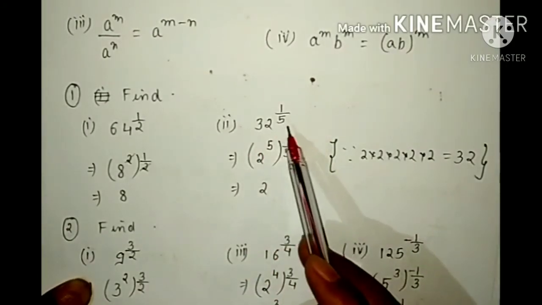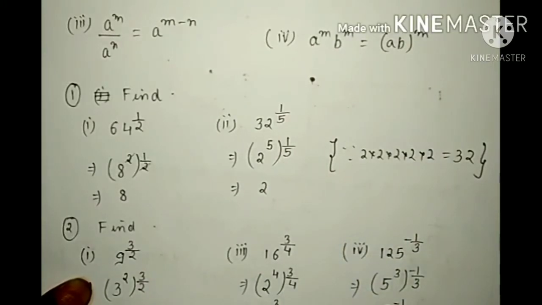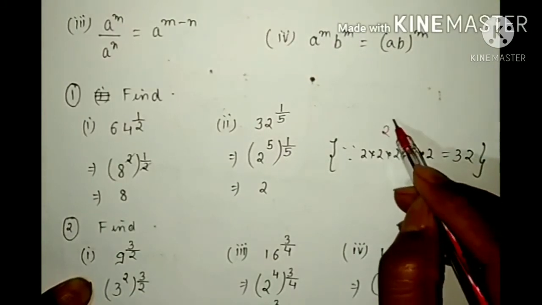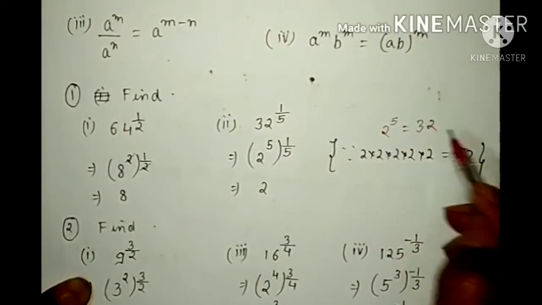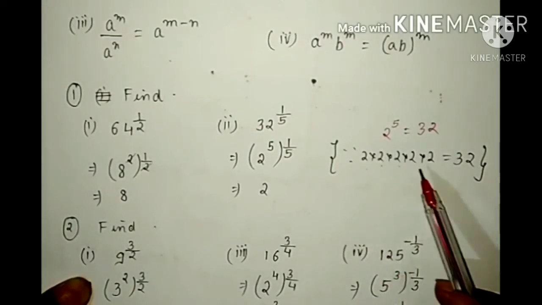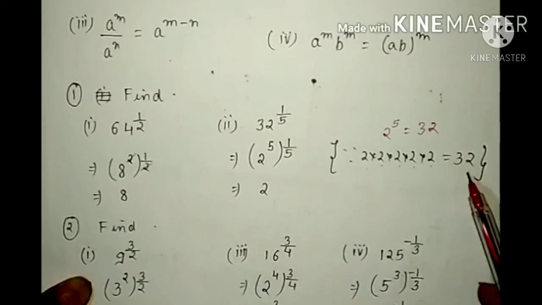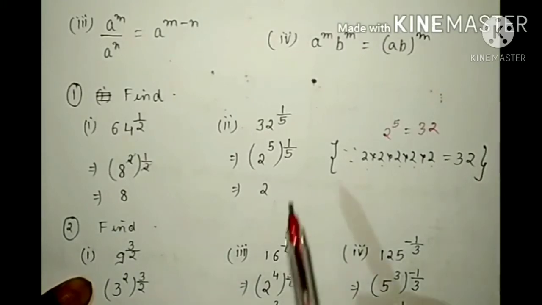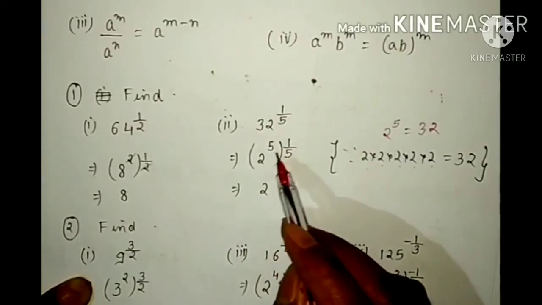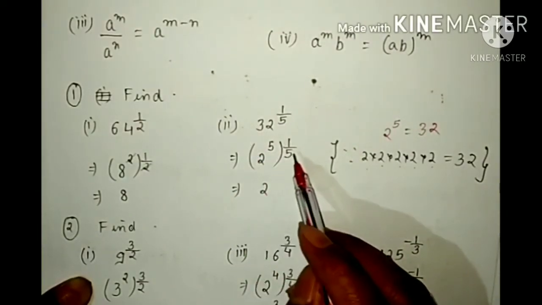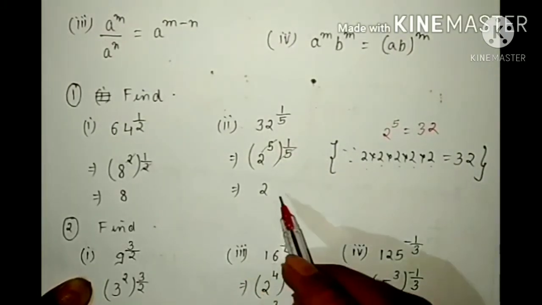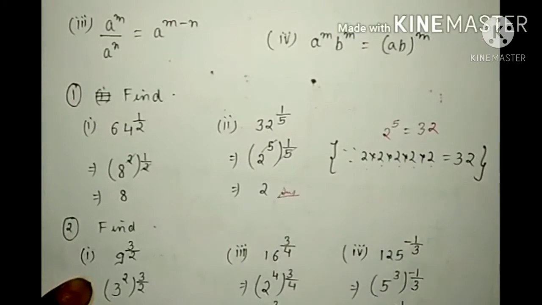32 की power 1 by 5. What is 32? 32 is equals to 2 की power 5, or 2 की power 5 is equals to 32. That means 2 into 2 into 2 into 2 into 2 is equals to 32. So in terms of 32, we can write 2 की power 5 here. 2 की power 5 whole power 1 by 5. Again this 5 and 5 will be cancelled. Your answer will be 2.